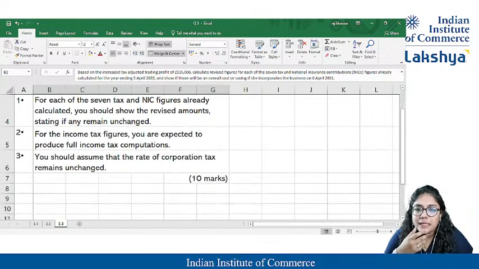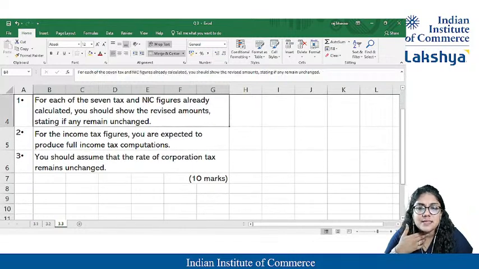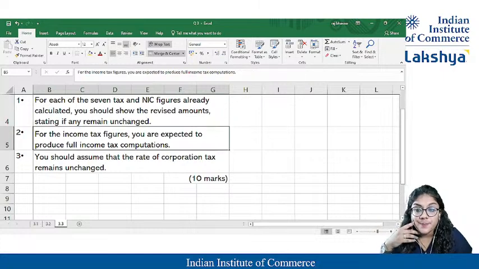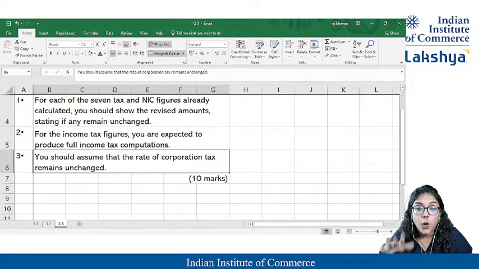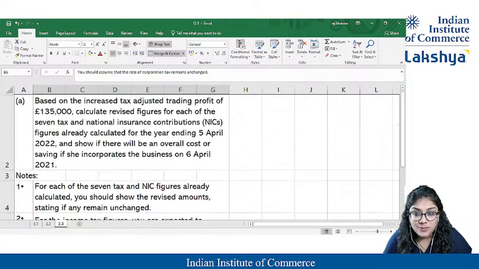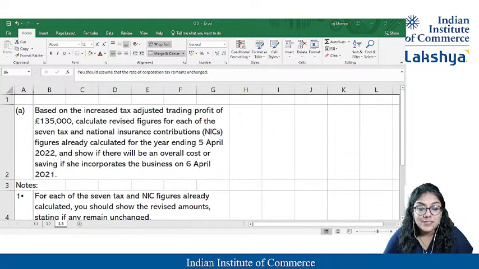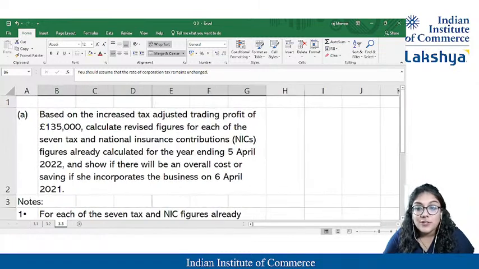Okay, so notes for each of the seven taxes and some NIC figures calculated. Find out the income tax figures. You should assume the rates of the corporation tax remain unchanged. Now whenever there is a question, this is what I used to do, maybe you can also do it.